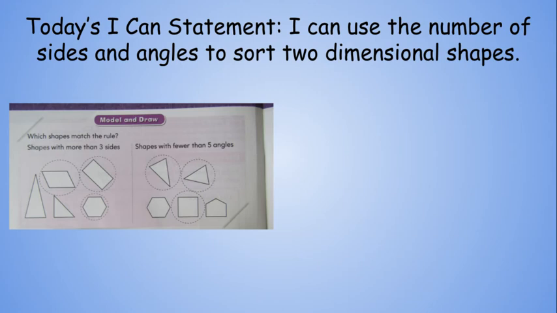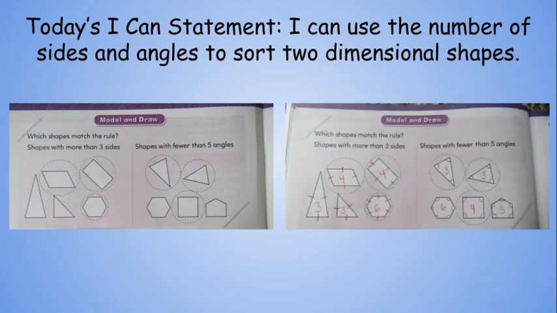So I did the same thing with the second example, shapes with fewer than 5 angles. I identified all of the angles in the examples by making that little half circle. So here's what my examples look like.